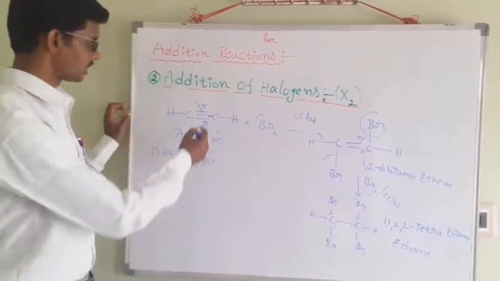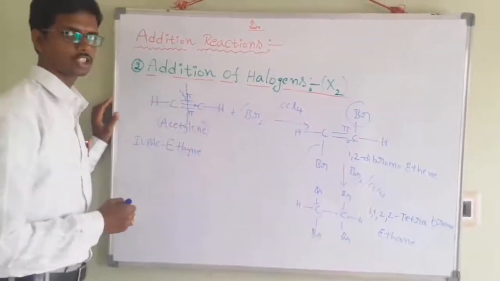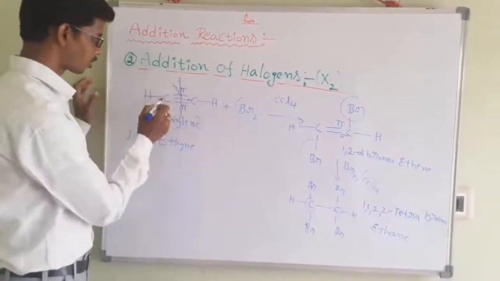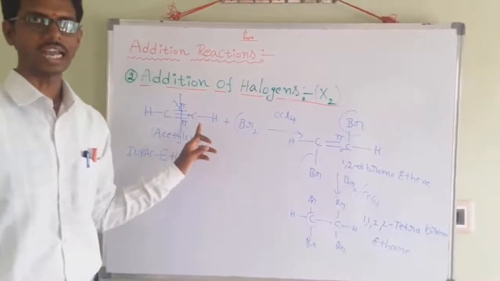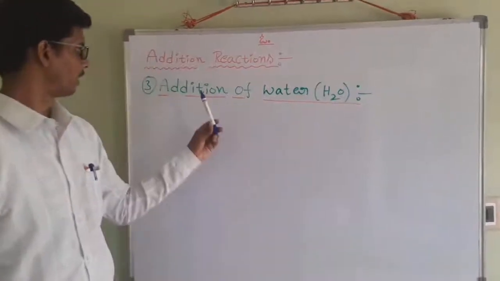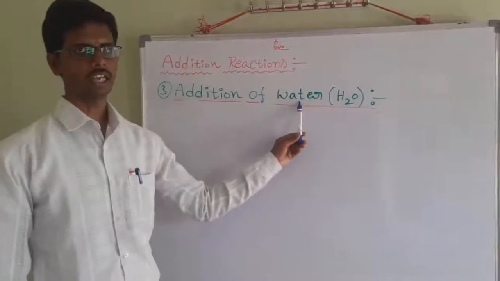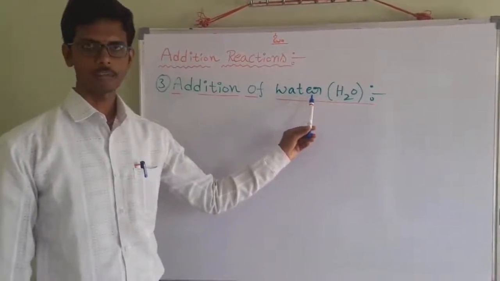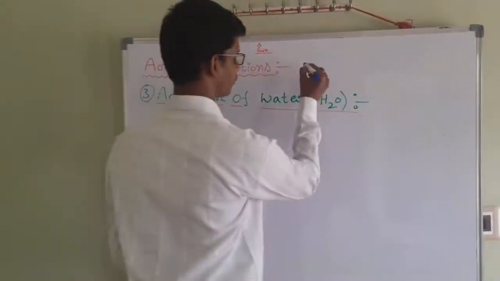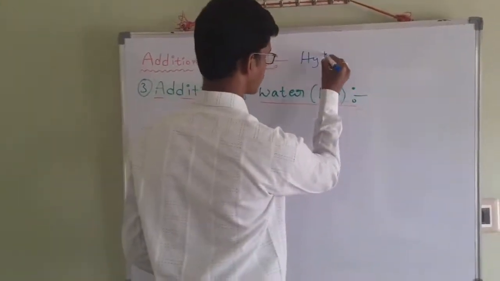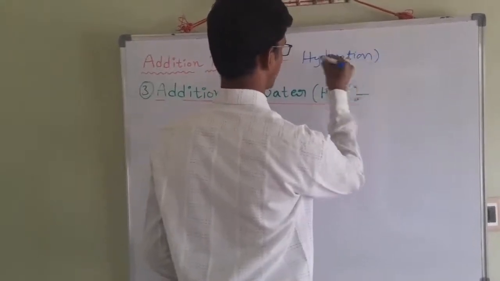This is also a symmetrical one. Why? Because when you divide this molecule, it gives rise to 2 equal halves. That's why it is also a symmetrical alkyne. The next type of addition reaction is called addition of water. This type of reaction is also called a hydration reaction.